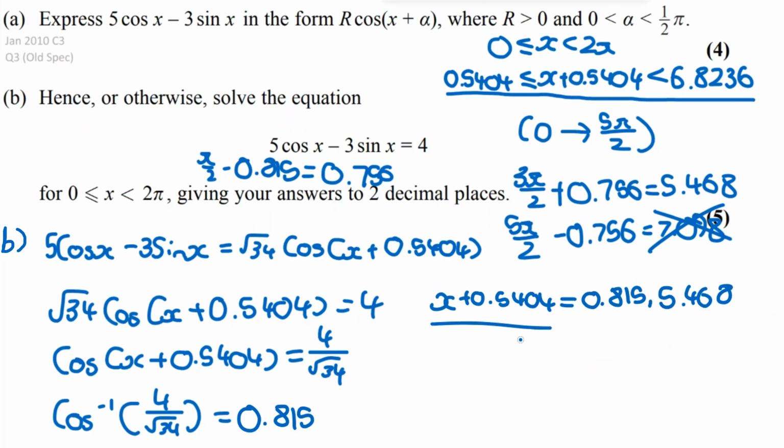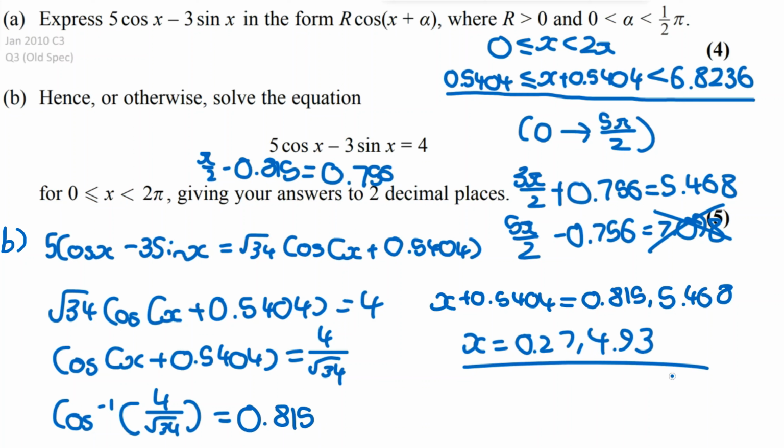So these are the solutions in terms of x plus 0.5404, but we need it in terms of x. So what we just do is we minus 0.5404 from both of these. So x is equal to, to two decimal places, 0.27 and 4.93. So these are the two solutions. x is equal to 0.27 and 4.93.